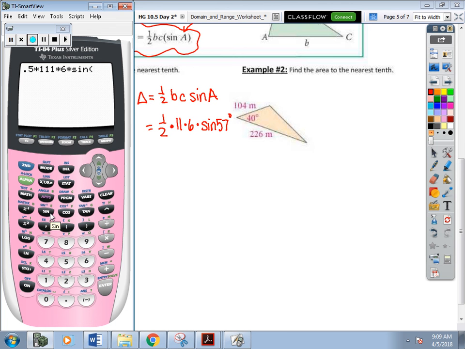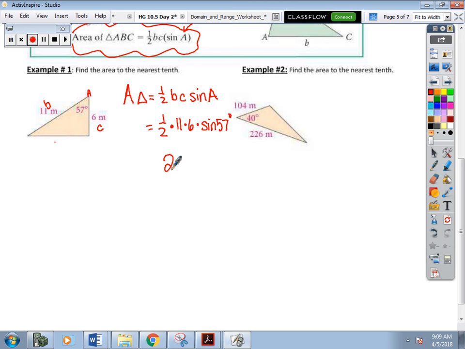Make sure you're in degree mode. I put too many ones. We should get 27.676, so that'll be 27.7. Units are square meters.